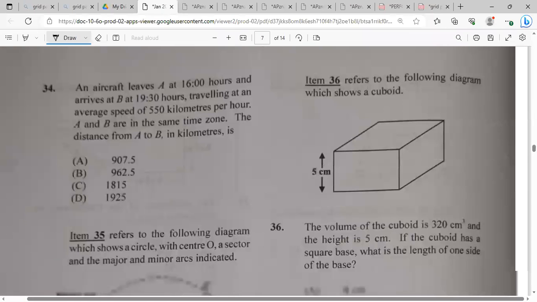An aircraft leaves A at 1600 hours and arrives at B at a later time, traveling at an average speed of 550 kilometers per hour. A and B are in the same time zone. The distance from A to B is... I did this one recently. From 16 to 17, that's 1. 17 to 18, 2. So that's 3.5 hours. All we have to do is multiply 550 by 3.5 hours.